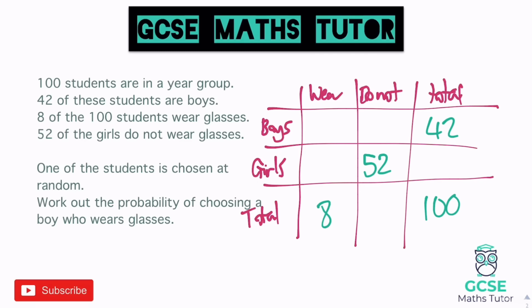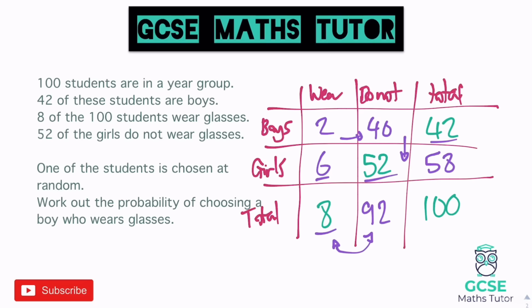So if there are 42 boys here, that must mean that there are 58 girls, and out of those 52 do not wear glasses, so that must mean that 6 of them do. Now again, we've got 8 that do wear glasses, 6 of them are girls, so 2 boys must wear glasses. And again, going along this way, that has to add up to 42, so that must be 40. And then moving downwards or across from another direction, I could add those together to make 92. And a very quick check here, those two add up to 100, so that's right, we're happy with that, we can tick that off.